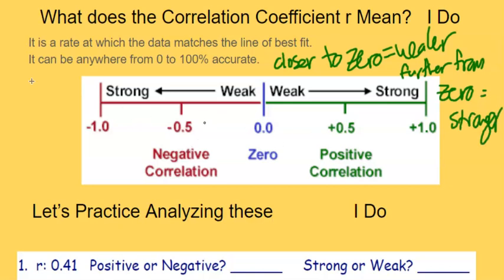Negative correlations will be for negative numbers, and then positive correlations will be for positive numbers. A negative correlation means when one variable increases, the other one decreases. And for positive correlations, they're going to both increase at the same time.